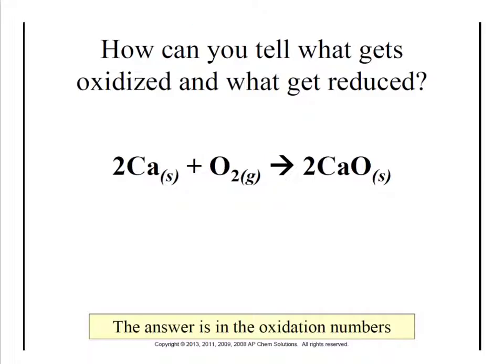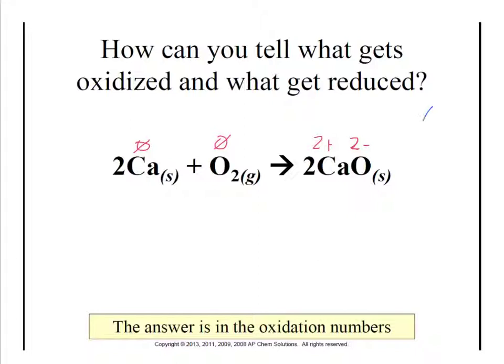Alright, so let's go back to our original slide and take a look at calcium and oxygen. So now you should be able to look at these and see why I put those numbers above them. Calcium, that's elemental form by itself, so it'd be 0. Oxygen, elemental form by itself, 0. If we come over to this side, oxygen is always 2-, and calcium then would have to be 2+ since it's neutral. So the next question is, who was oxidized and who was reduced?